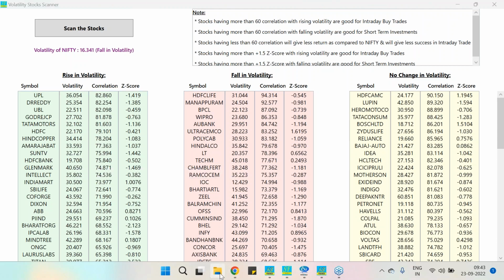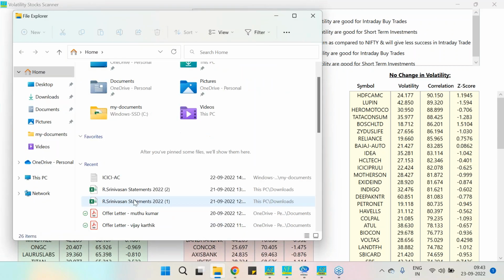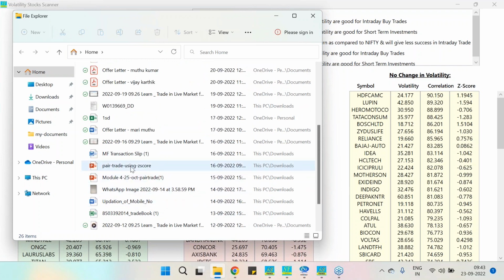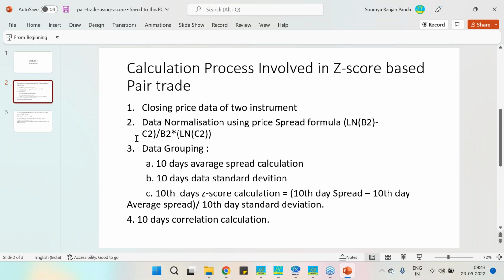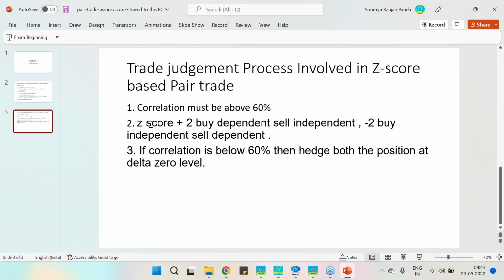Negative Z score means, as in the last session I have taken it, just have a look here. If the Z score is +2, buy the dependent and sell the independent. The independent is always the Nifty. If the Z score is negative, buy the independent and sell the dependent. So buy the independent and sell the dependent.